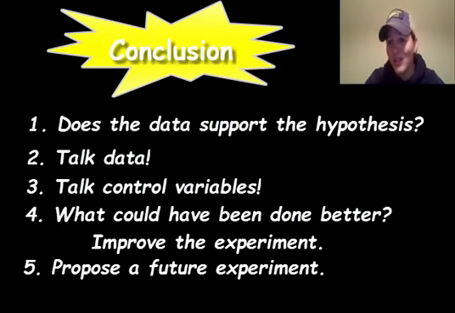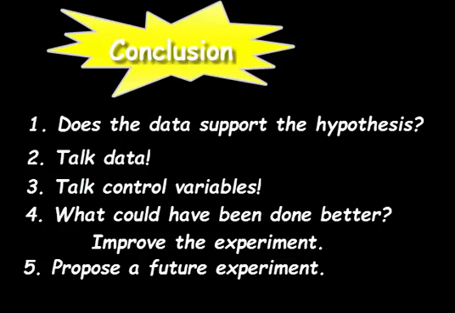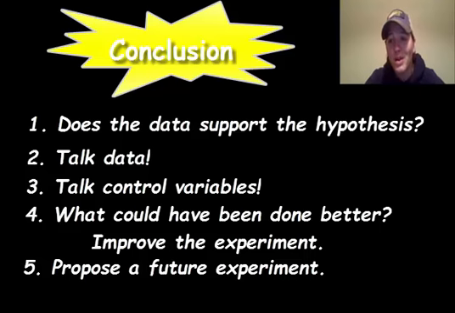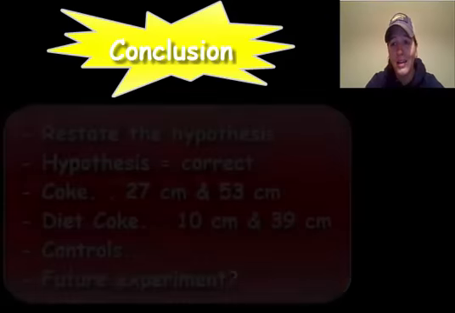Including all of these things in your conclusion allows another scientist, or your teacher, reading the paper to know that you've thought about what you did and what it means. Right now I want you to pause the video and write a conclusion, including these five things, for this experiment. This is my conclusion.